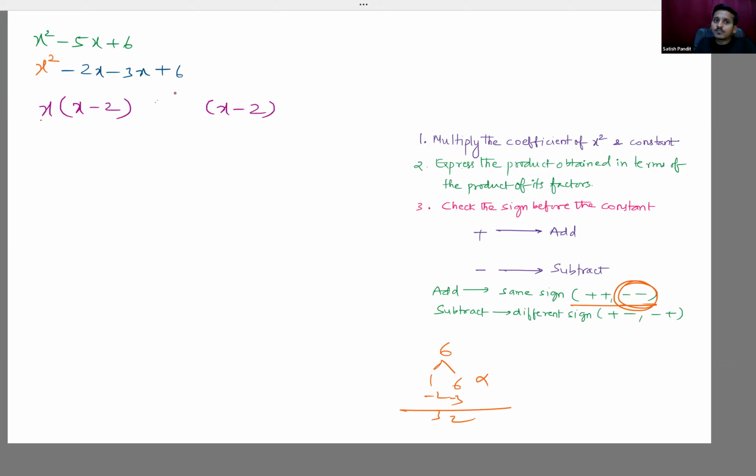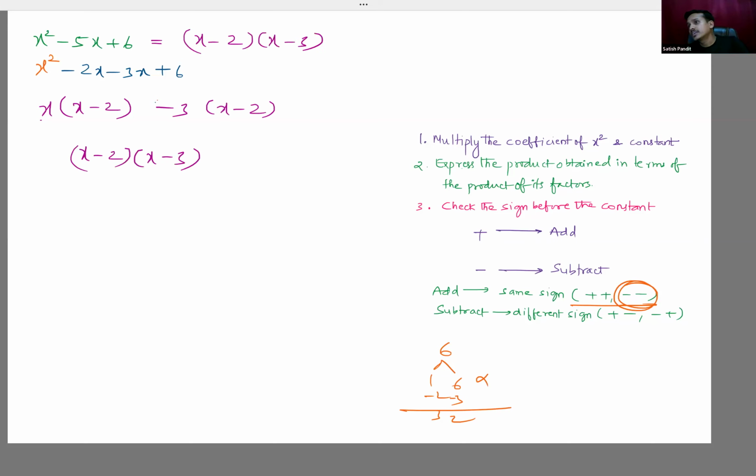Think of one number so that if you multiply, you get the next two terms. What is that number? -3. Because -3 into x will become -3x, and -3 into -2 is going to be +6. Clear? And now we have got two terms. X minus 2, whatever is there in bracket now, take that common. What is left? X minus 3. That means this can be factorized as x minus 2 and x minus 3.